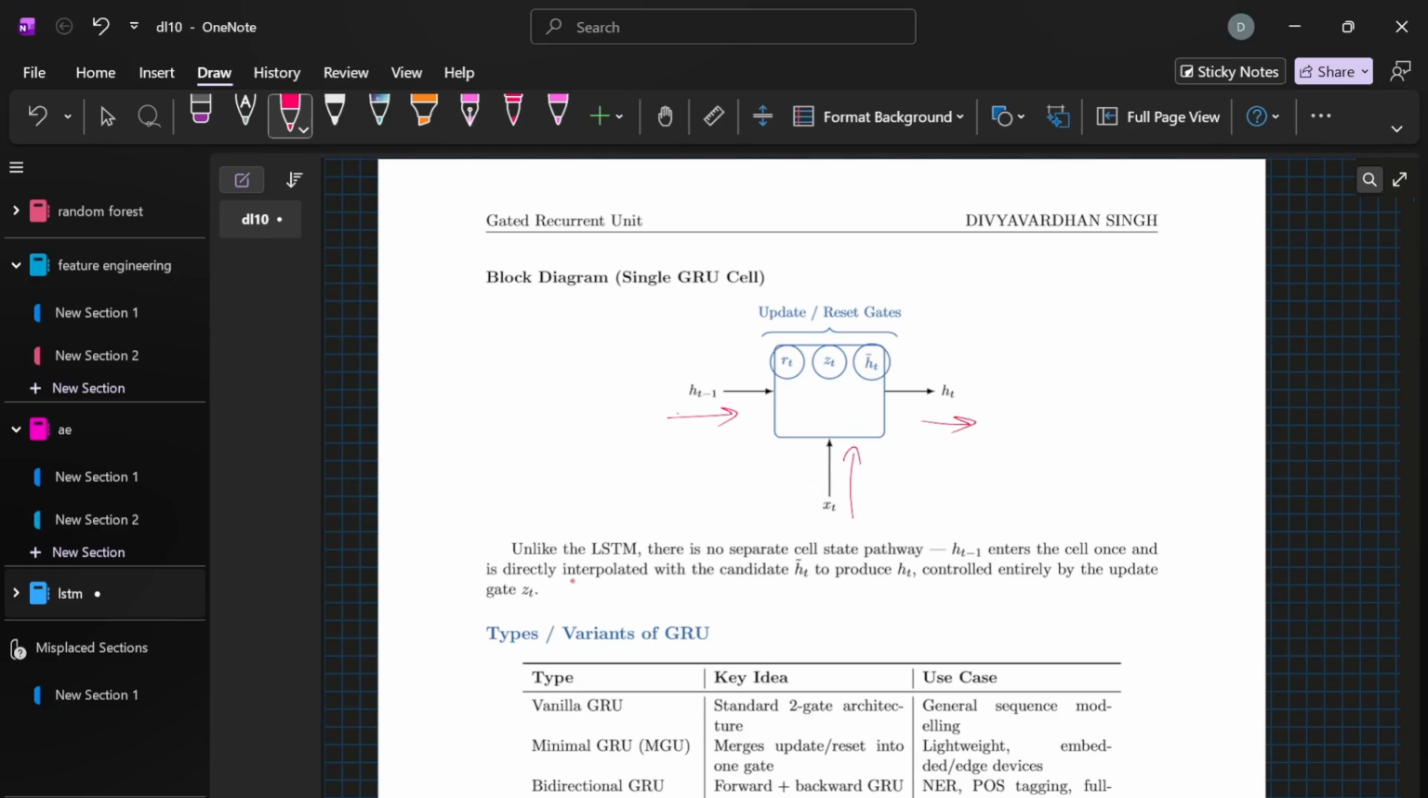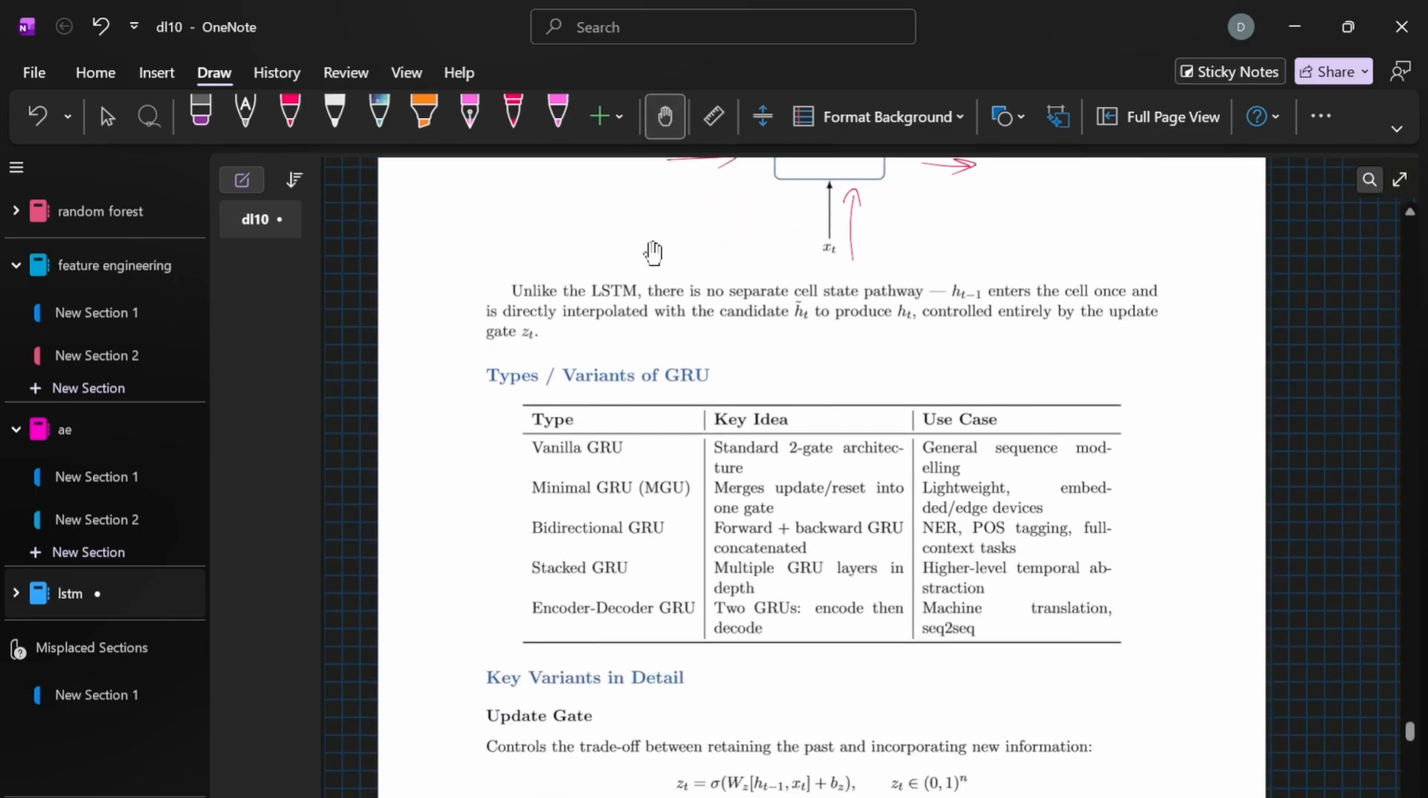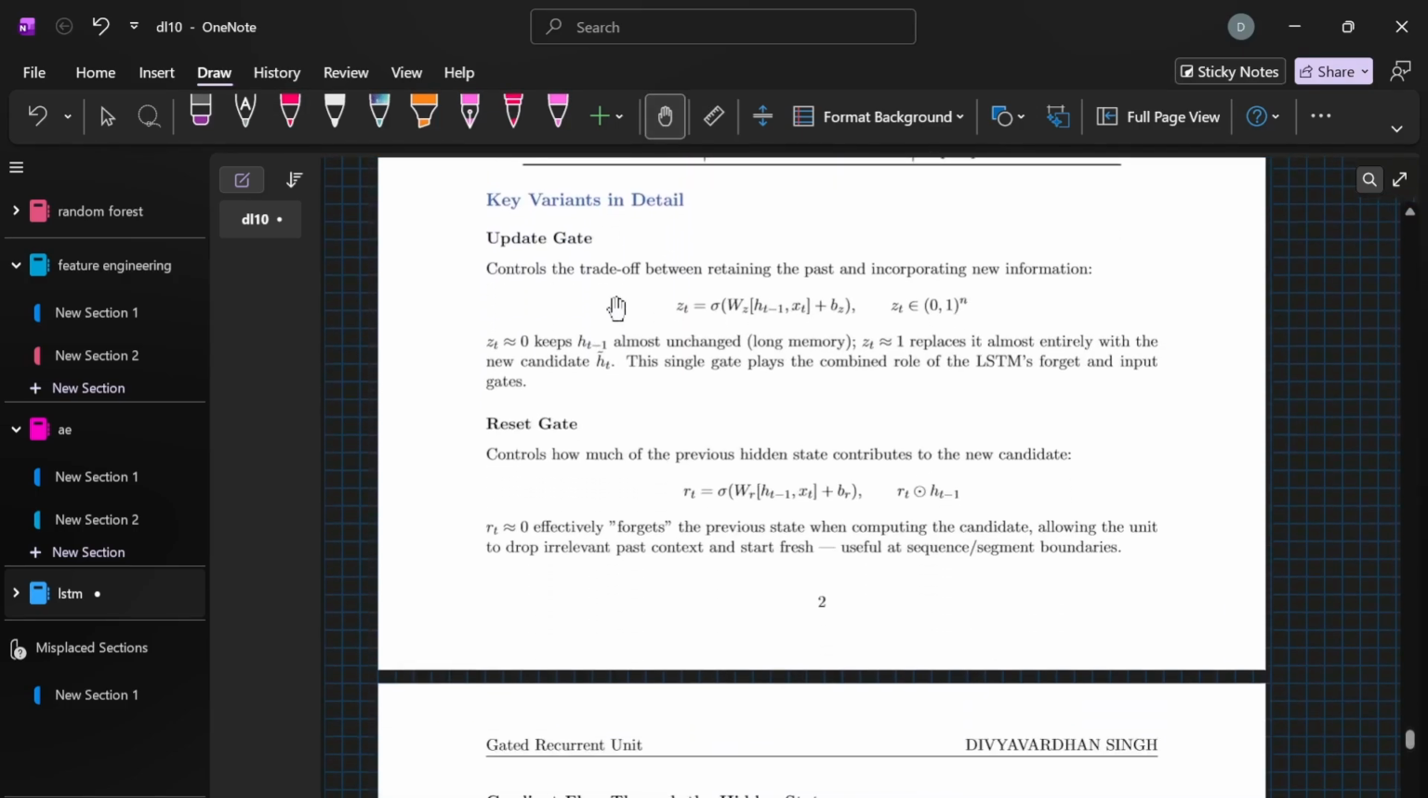Deep diving into the update gate, let's understand it better. It controls the trade-off between the past information and the new information. If z of t is close to 0, then h of t minus 1 stays almost unchanged, long memory. If z of t is close to 1, then h of t minus 1 gets completely replaced by the new candidate. So that's how it works. Now deep diving into the reset gate. This one controls how much of the previous hidden state contributes to the new state.